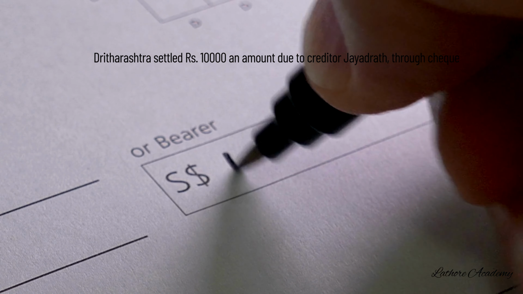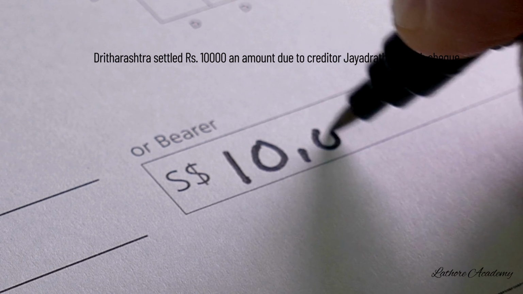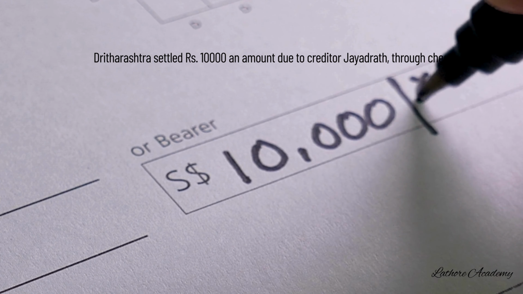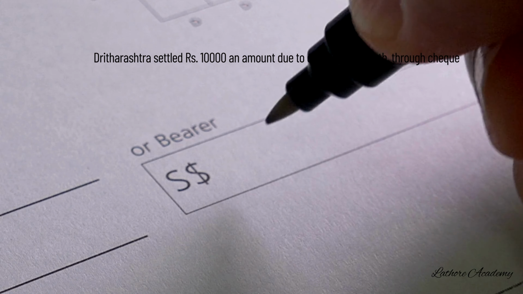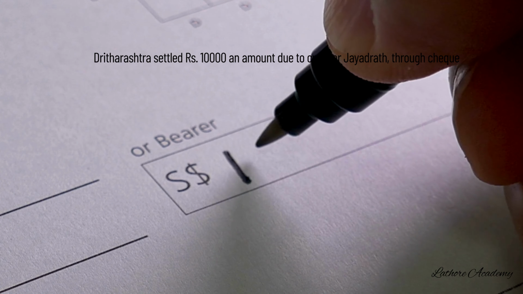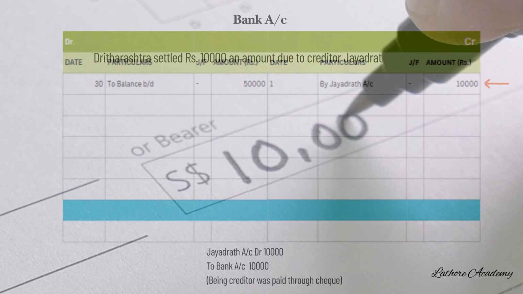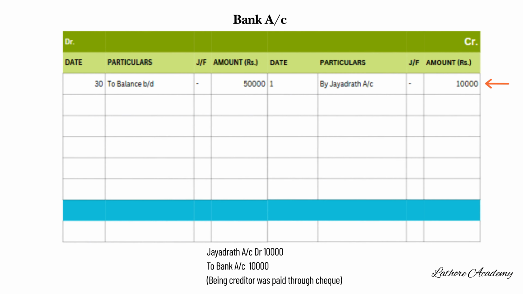First transaction: Dhritarashtra settled 10,000 rupees, an amount due to creditor Jayadrat, through cheque. So the journal entry here will be Jayadrat account debited to bank account. So the bank account has to be credited by Jayadrat account, 10,000 rupees.